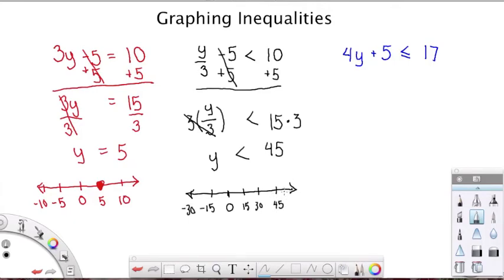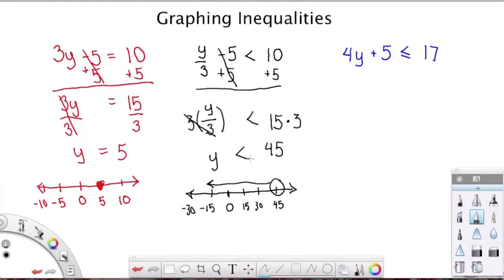Now how would we show this? Well, we know that y is less than 45. Okay, so it's positive 45, which is right there. And then we would draw an arrow. Okay, so that means y can be anything less than 45.